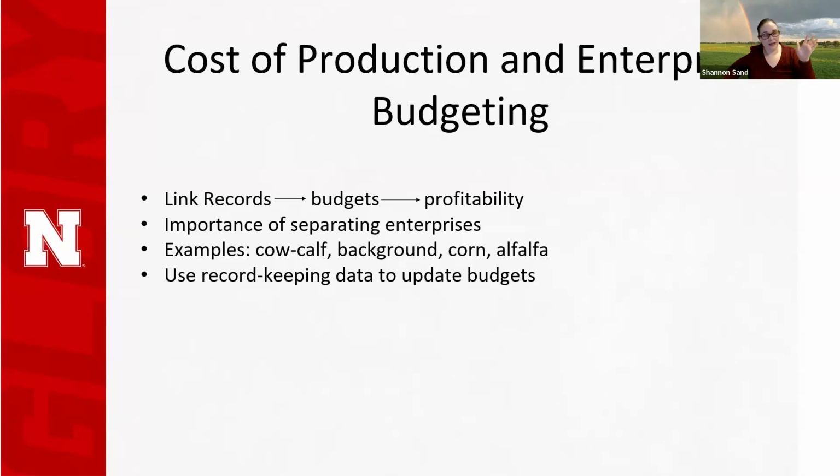So again, if you have a cow-calf operation versus you raise replacement heifers, those are technically two different operations. Or if you do backgrounding or stocking or seed stock, those are technically all separate enterprises. So cost of production and enterprise budgeting are really helpful if you're looking to add or make changes or anything like that. And it pulls from those production records that we just talked about, as well as the financial ones, right? So it links the records, the budgets, and profitability. Like I talked about earlier, the importance of separating out those enterprises.